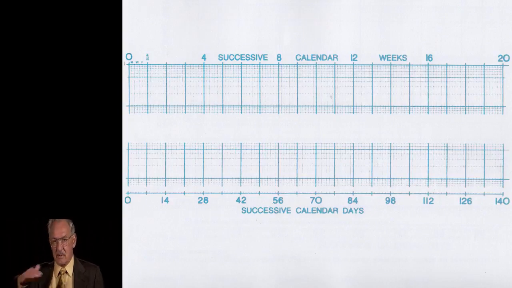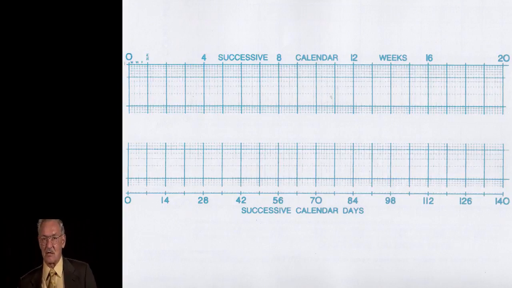You'll see right above those blanks that we just filled in the phrase successive calendar days. And you will see above that a series of 140 vertical lines. You'll notice that some of these lines are darker than others. If you look carefully, you'll see that every other dark line has a number under it. The first one is 0, the second one is 14. It might give you a hint as to what those dark lines are measuring, are naming.